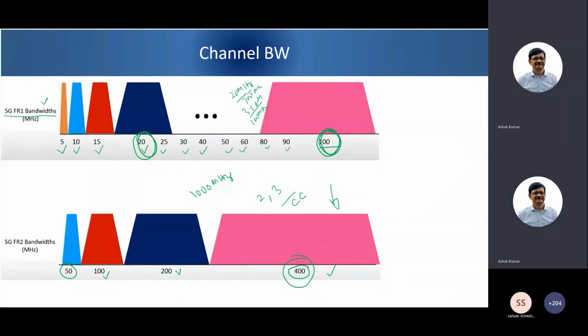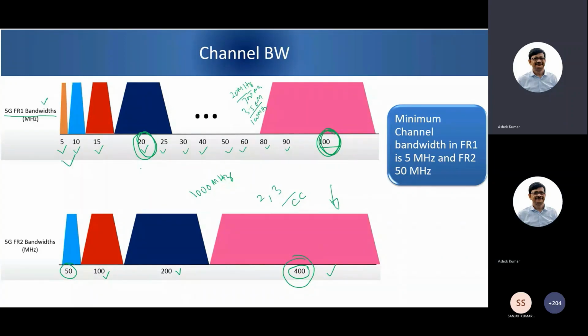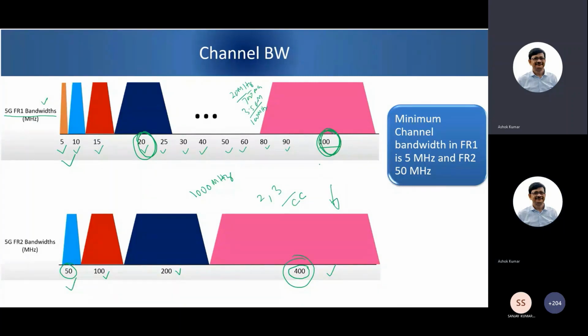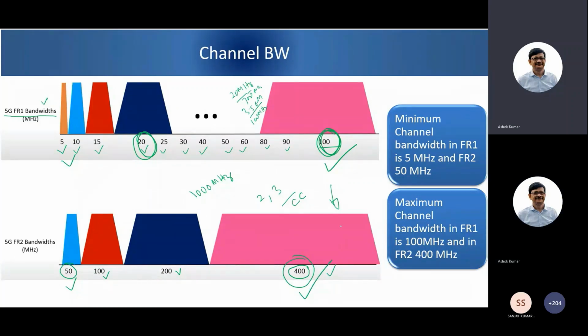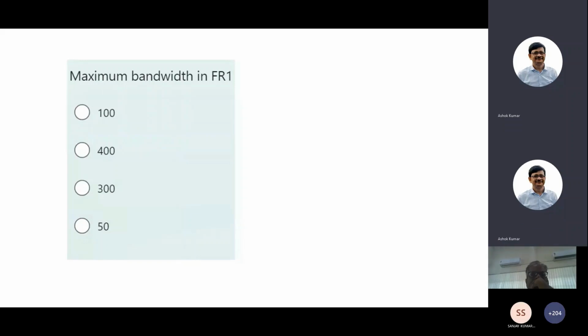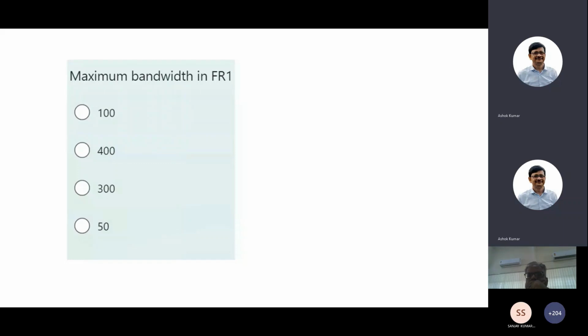This is the concept. To summarize, minimum channel bandwidth in FR1 is 5 megahertz, and in FR2 it is 50 megahertz. Maximum channel bandwidth in FR1 is 100 megahertz, and FR2 it is 400. Okay. So again, question: what is the maximum bandwidth in FR1? Please answer in the chat box. Yes, good, very nice. Let me pause here and take your questions.